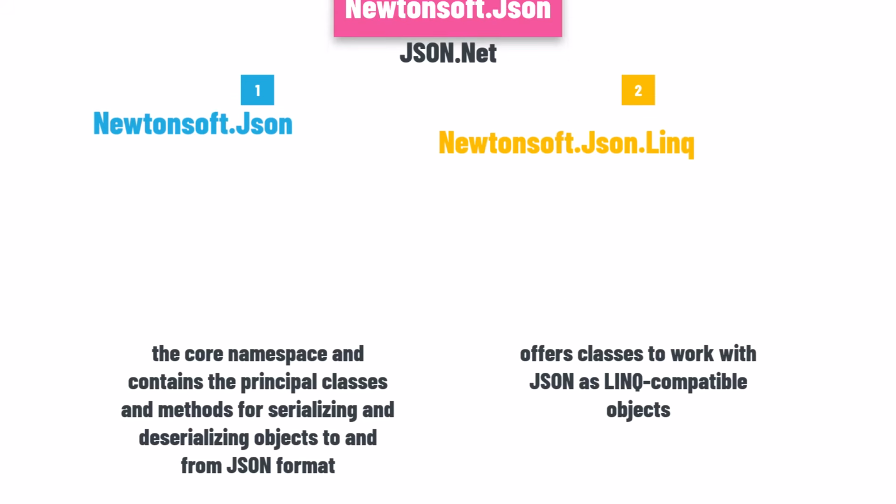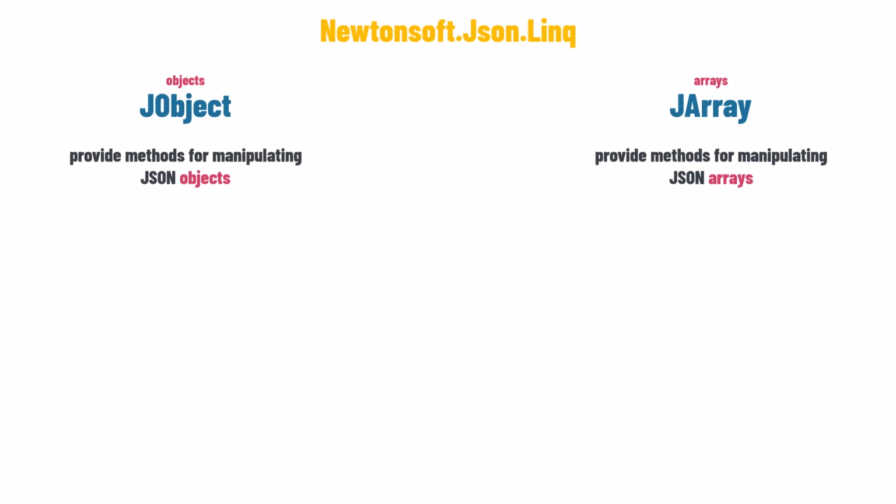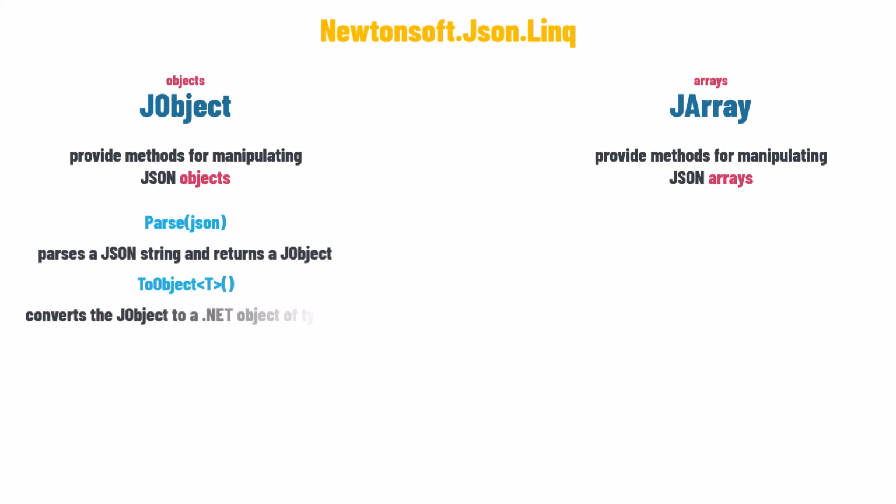I will start with this namespace. The first 2 classes are JObject and JArray, which are to represent the main 2 parts of JSON, objects and arrays. Each class provides methods for manipulating JSON objects or arrays. Let's check which methods we have inside each class. Parse method parses a JSON string and returns a JObject. ToObject of T method converts the JObject to a .NET object of type T. Add method adds a property to the JObject.